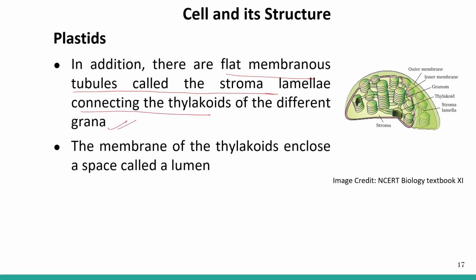So we have discussed that different grana are attached with the stroma lamellae. The membrane of the thylakoids encloses a space called the lumen. So if we draw one thylakoid, there is the lumen inside this thylakoid structure.